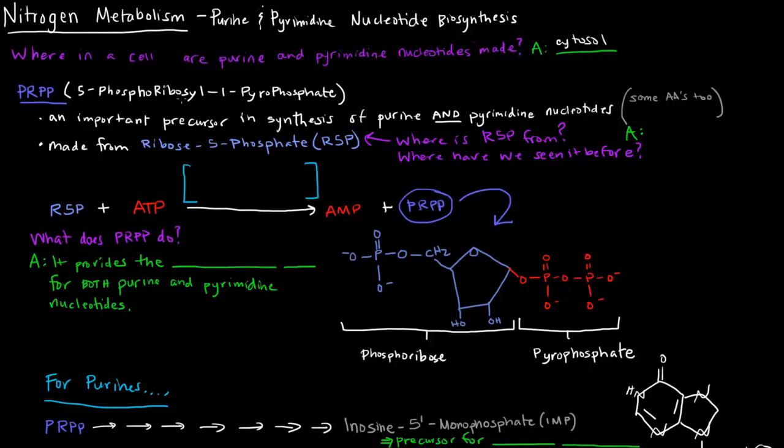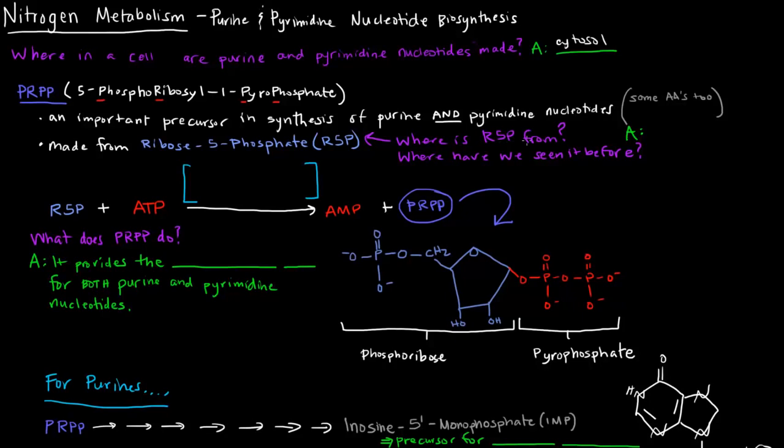Okay, and one important molecule involved in the synthesis of purine and pyrimidine nucleotides is PRPP, which is short for 5-phosphoribosyl 1-pyrophosphate. So what is PRPP? It's an important precursor in the synthesis of those nucleotides. And it's also important in the synthesis of some amino acids as well, but we're not going to focus on that in this video. PRPP is made from ribose 5-phosphate, and that should be familiar.